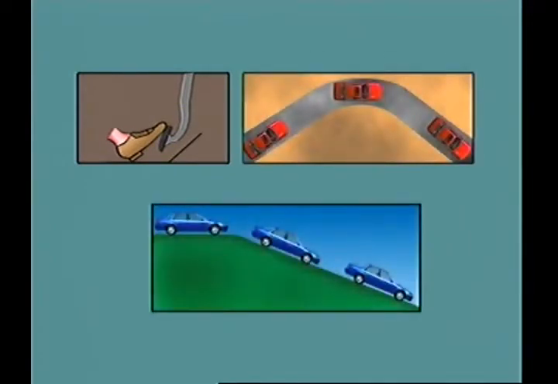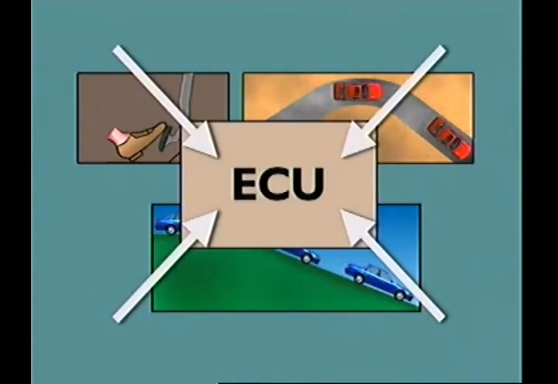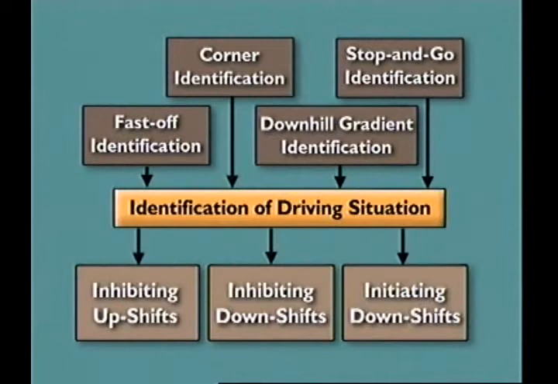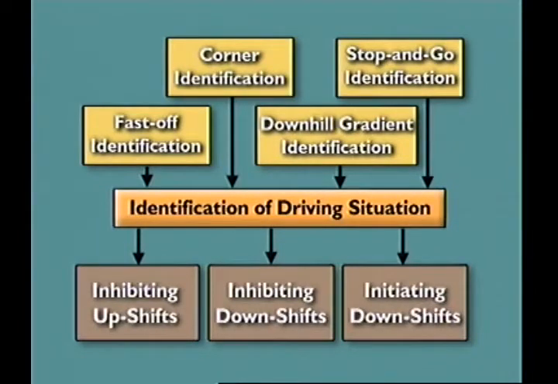But in some situations, as when the brakes are applied, when cornering or descending gradients, unwanted gear shifts may occur. If additional inputs are used to determine these circumstances, then an optimum ratio can be selected. 4 special functions are provided: fast-off identification, downhill gradient identification, corner identification, and stop-and-go identification.